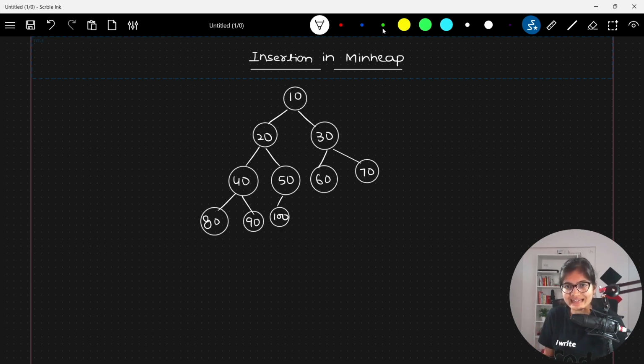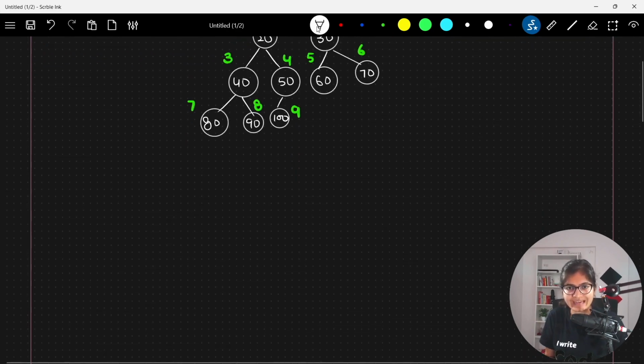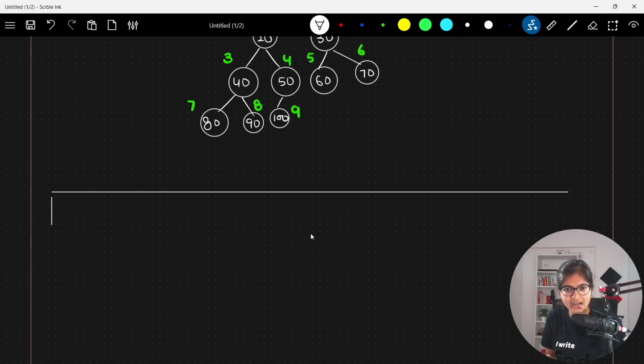Now, what is the index number? The index number will by default start from 0 in an array. So 0, 1, 2, 3, 4, 5, 6, 7, 8 and 9. Let me try to create one array here side by side so that I can show you how the data is stored here.